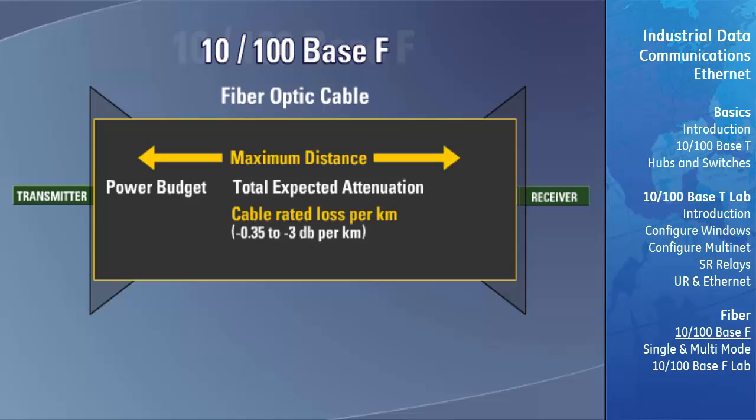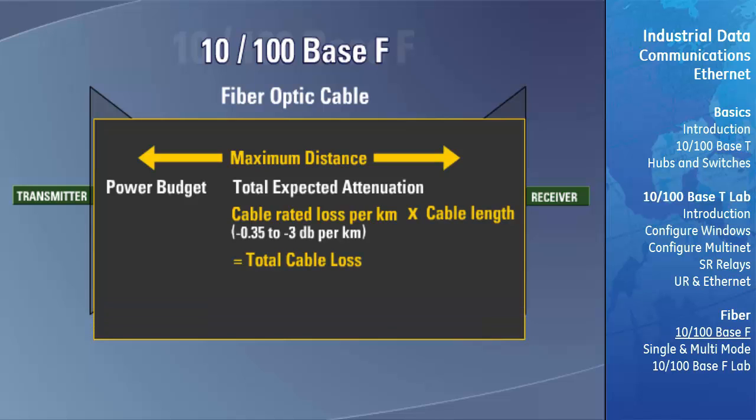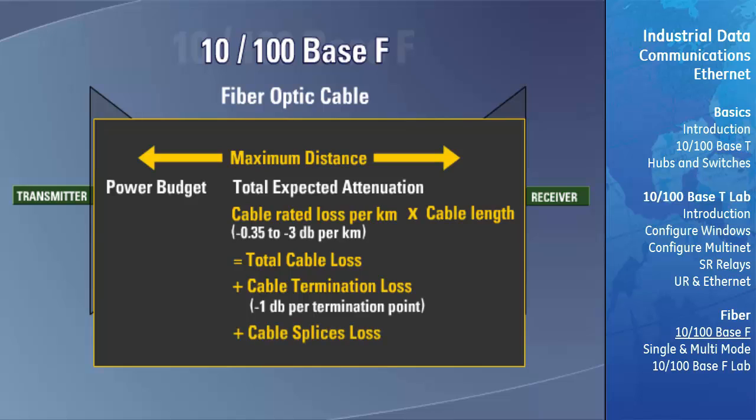Take the cable's rated loss per kilometer, which is in the order of minus 0.35 to minus 3 dB per kilometer depending on the cable type, times the cable length. The result is the total loss due to the cable. Next, we add the losses through the cable terminations, which is minus 1 decibel per termination point. If there are any cable splices, the attenuation per cable splice must also be added to this total.